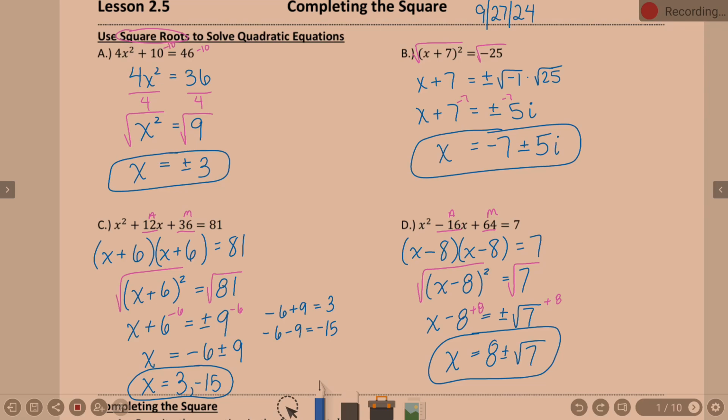C, you could have also just set it equal to 0 and factored. However, D, we wouldn't have been able to set it equal to 0 and factor. We would have had to have a different option there. Okay.